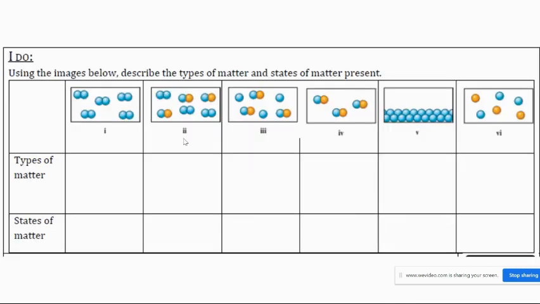Okay. All right. Types of matter. Is this an element, a compound, a mixture? What kind of element? It's one of your diatomics. Yep. They're both the same substance. State of matter here. Yeah, I would say either liquid or gas. Probably a gas, I'm guessing, because most of your diatomics are gases.